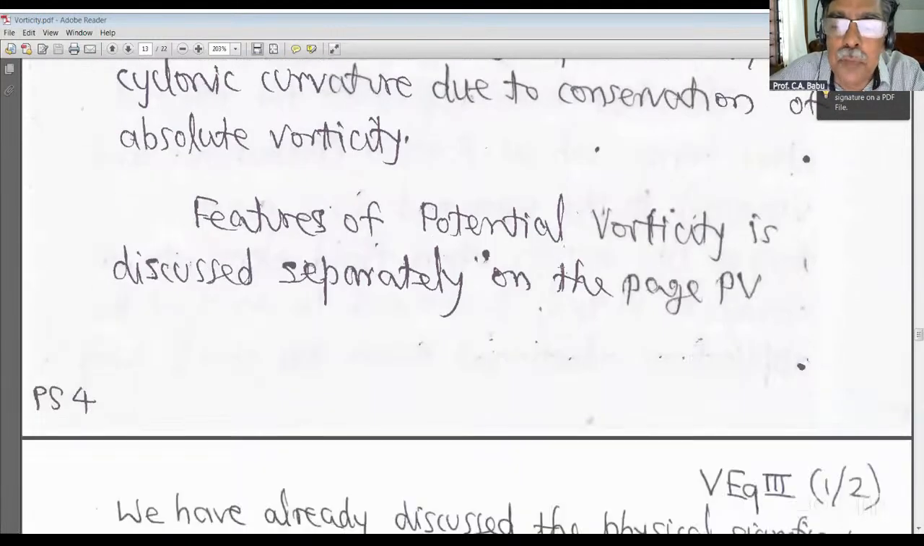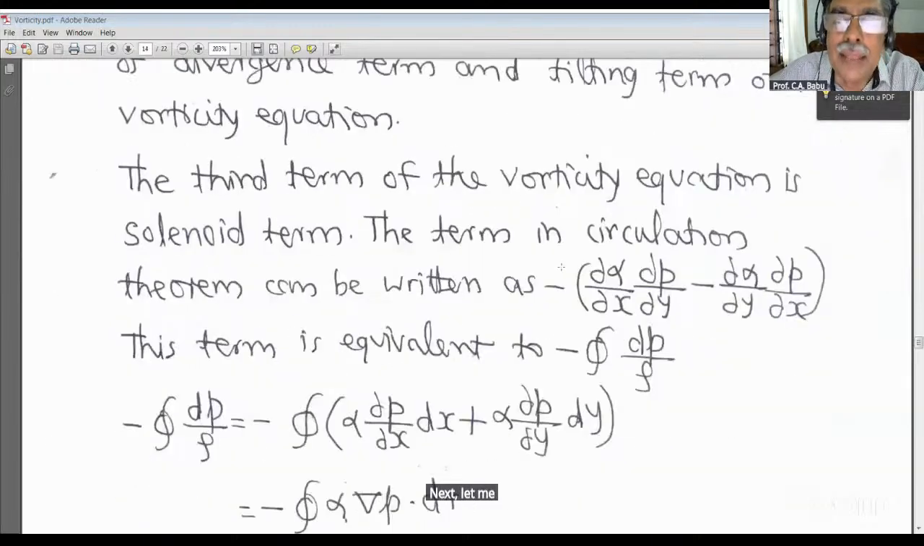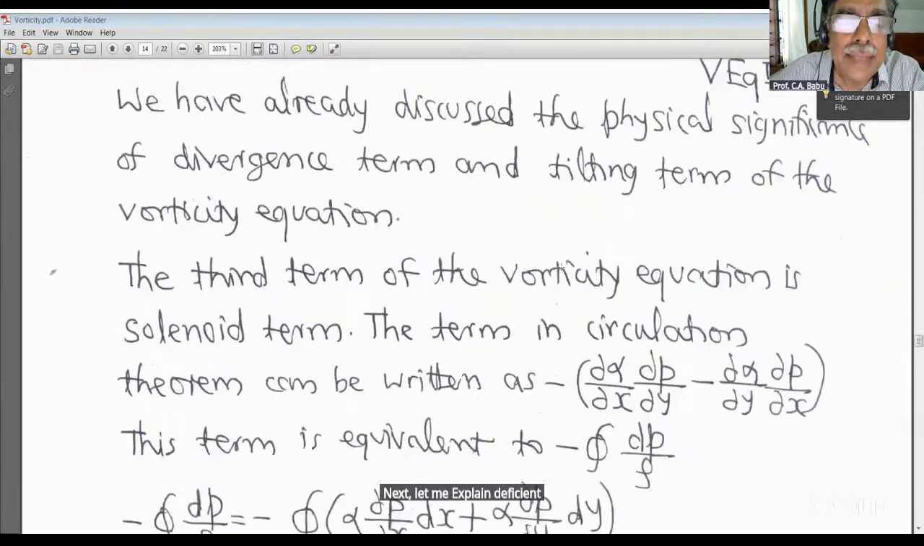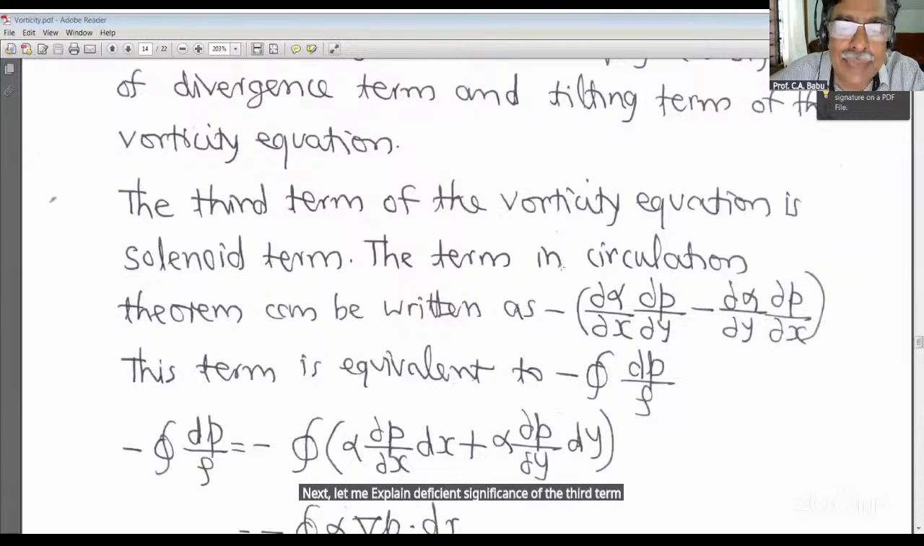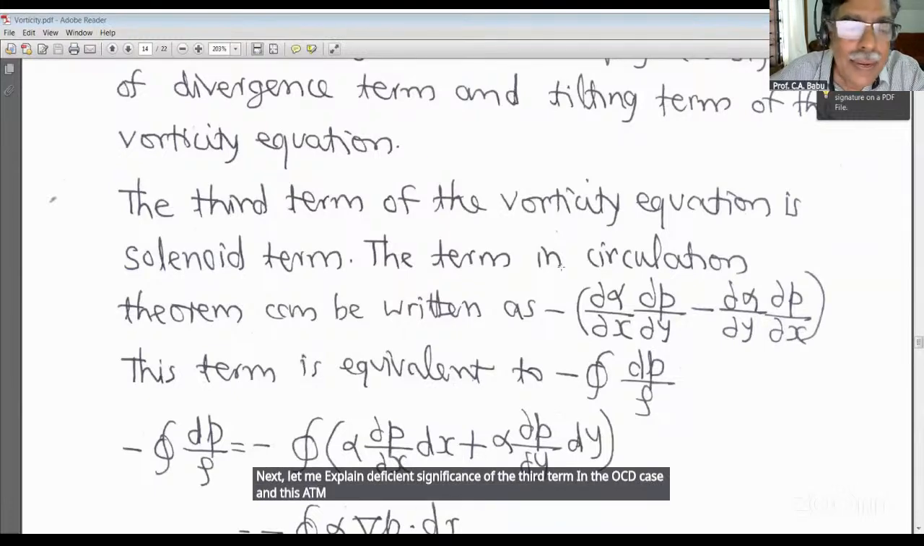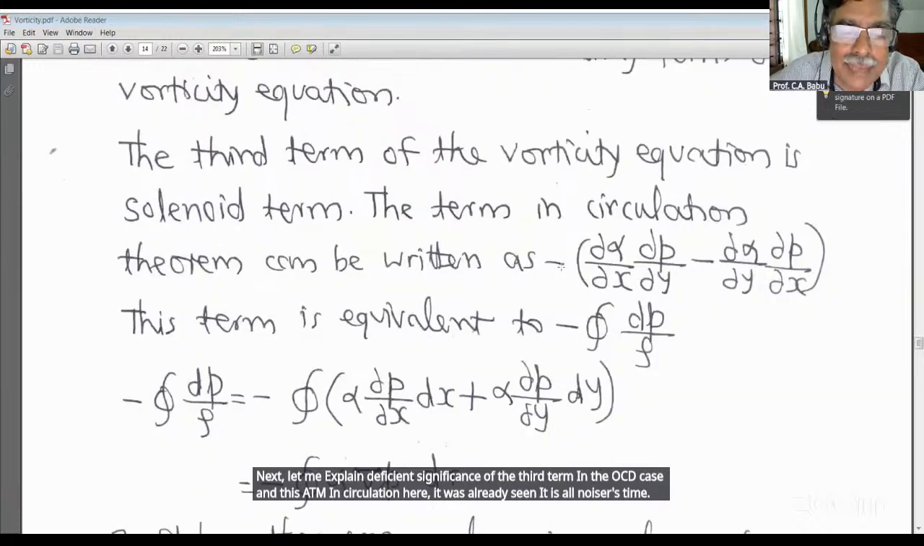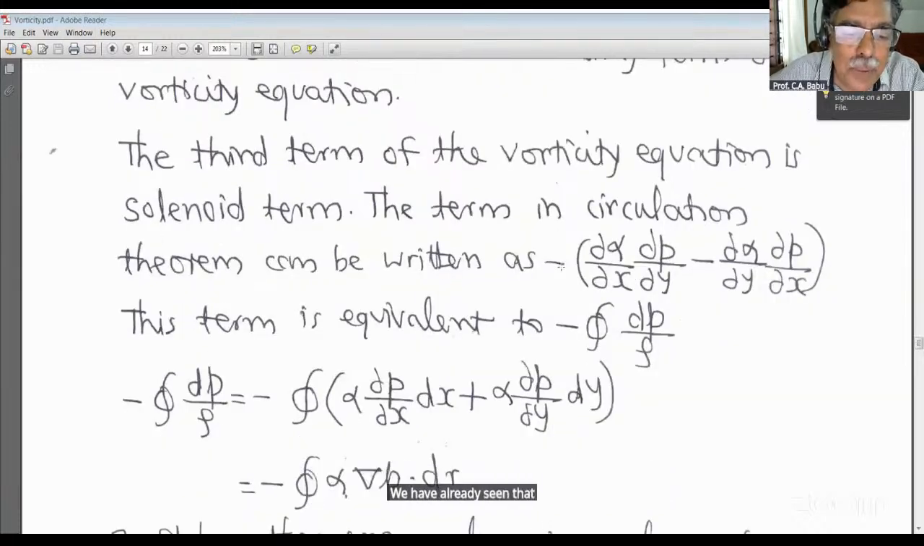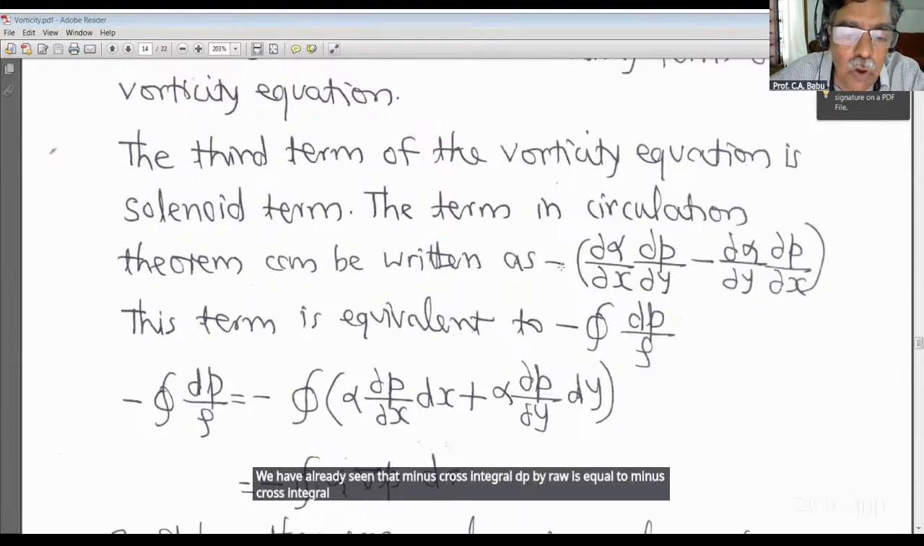Next, let me explain the physical significance of the third term in the vorticity equation. The third term, which we already saw in the circulation theorem, is the solenoidal term. We have already seen that minus closed integral dp by rho is equal to minus closed integral in bracket alpha ∂p/∂x dx plus alpha ∂p/∂y dy, where rho is the density and alpha is the reciprocal of density.